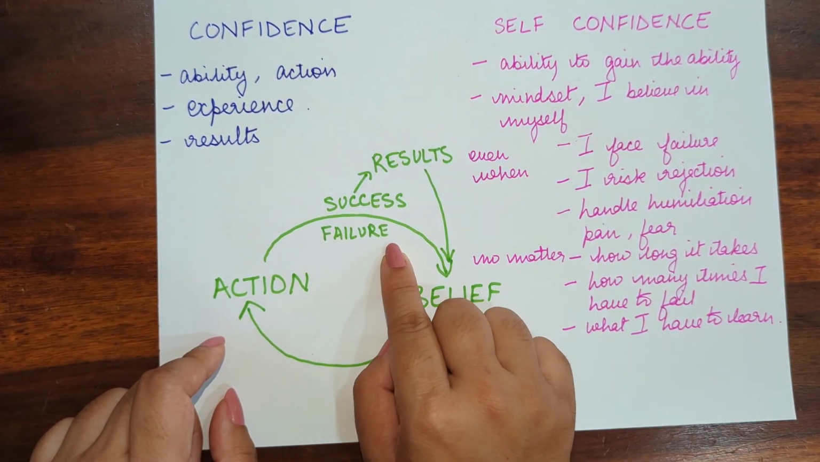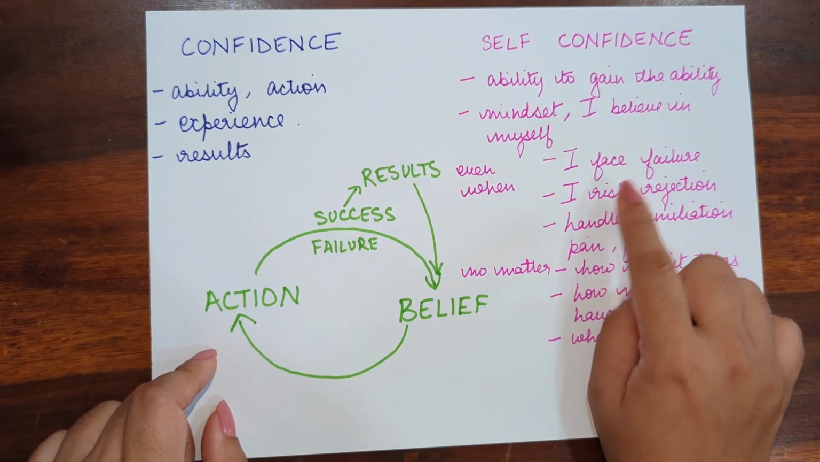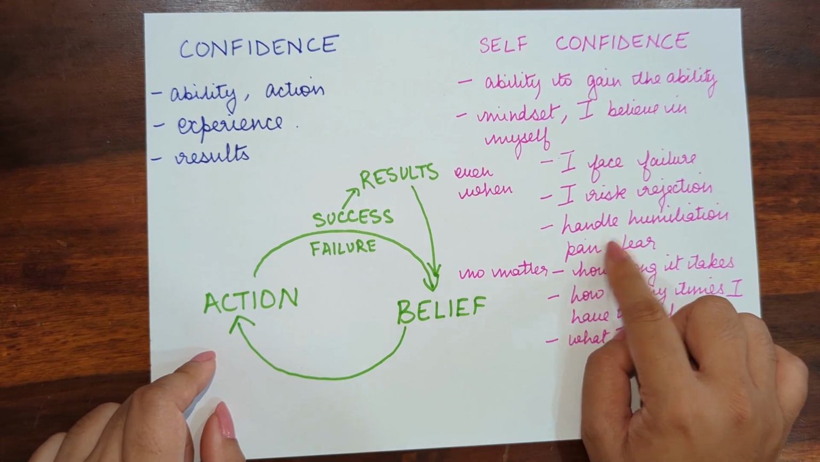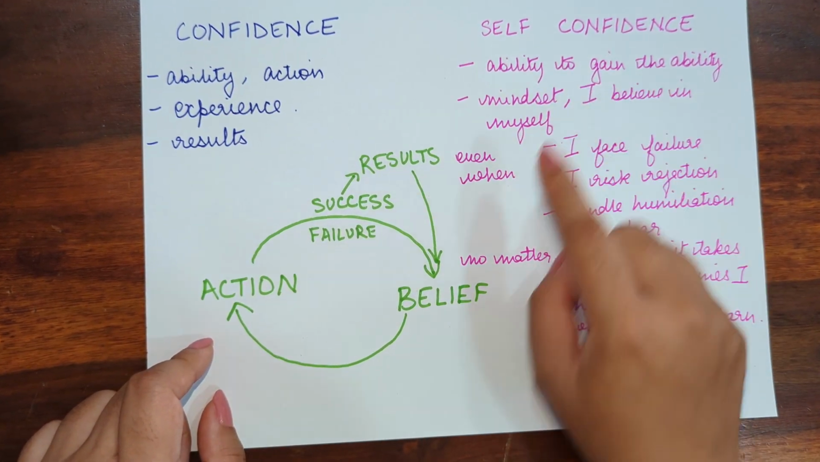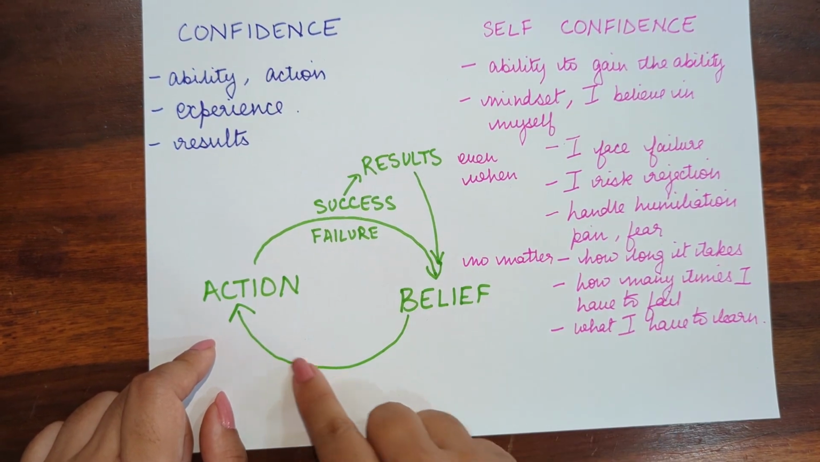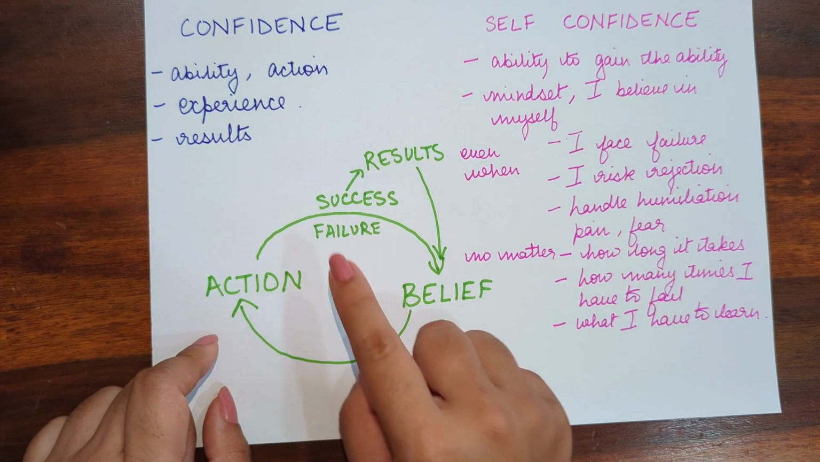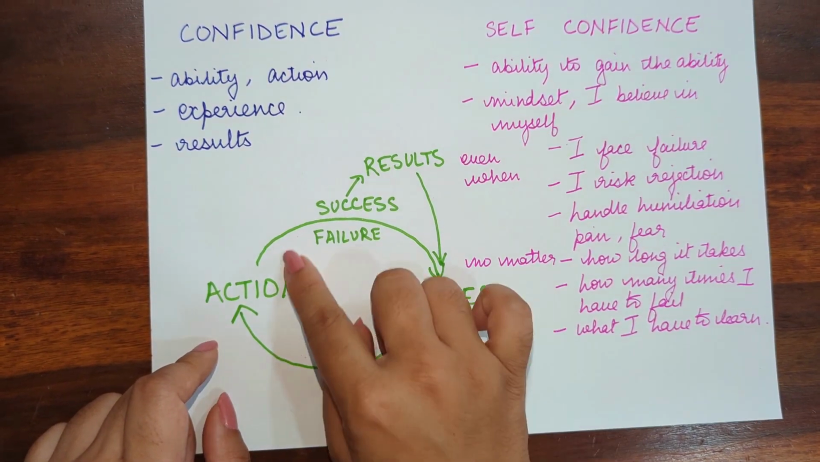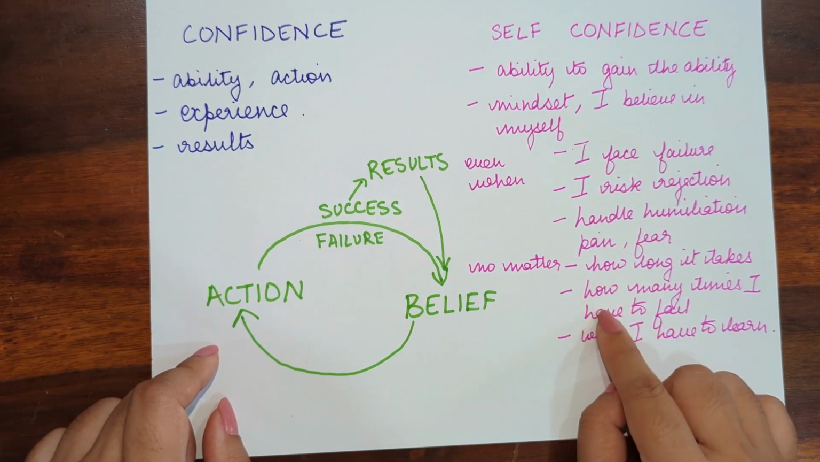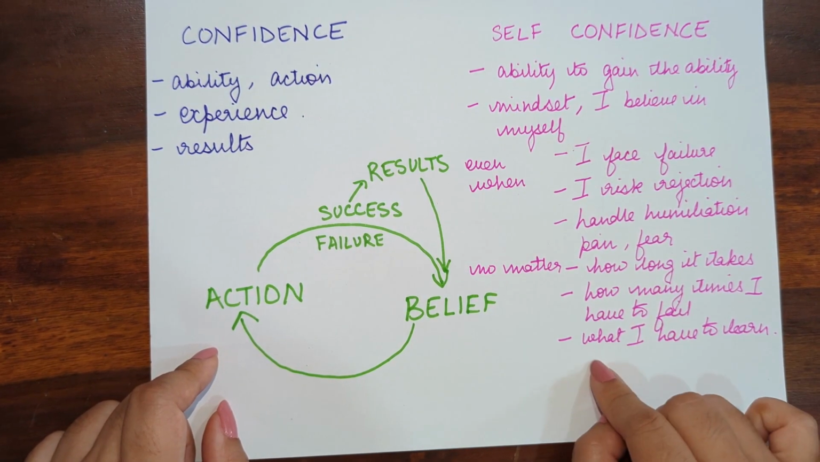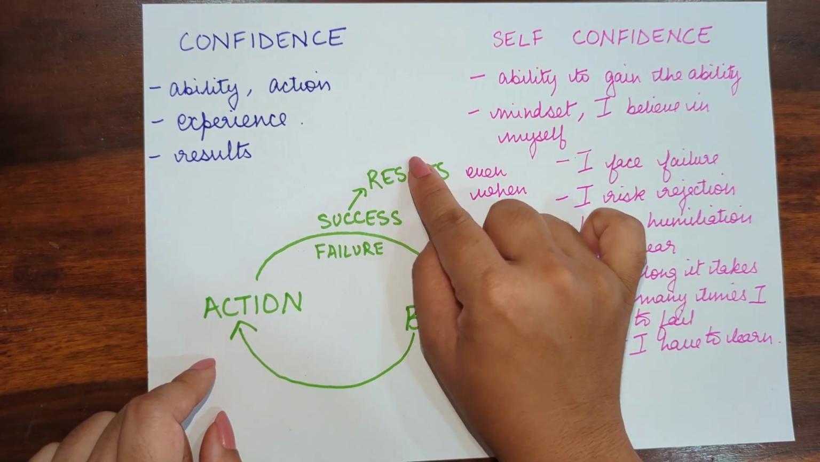But say you meet with failure, then what? Then you have the ability to face your failure, risk rejection, and handle the humiliation, pain, and fear, again because of your self-confidence. And that is the belief that you again work with, again do some action, until these failure cycles, and failure is just feedback for you to start to change, to drop into how many times do I have to fail and what do I need to learn, and take more action until it leads to success and results.